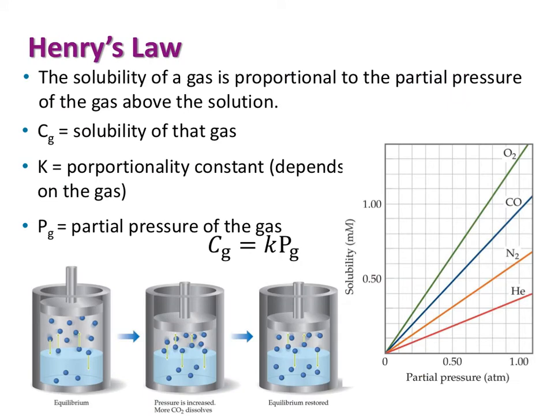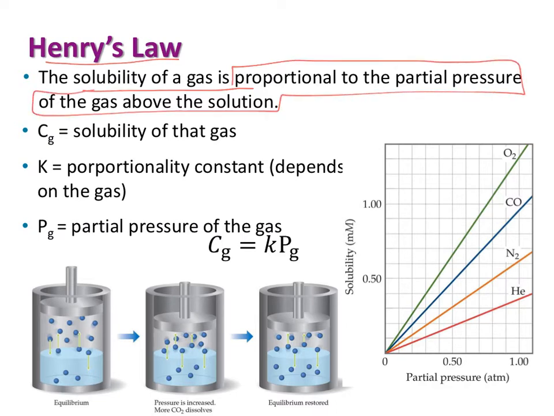We can actually calculate this relationship mathematically through something called Henry's law. Henry's law allows us to determine the solubility of a gas, and the overall relationship is that the solubility is proportional to the partial pressure of the gas above the solution. Remember how we learned that liquids in a closed container have a gas above them, and this gas exhibits a partial pressure. The partial pressure will directly affect the solubility.